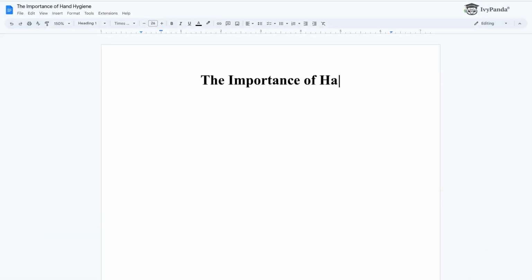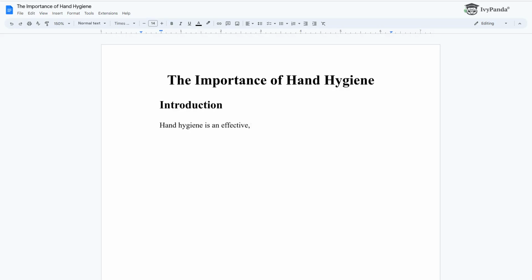The importance of hand hygiene. Introduction. Hand hygiene is an effective, evidence-based activity for preventing infections.